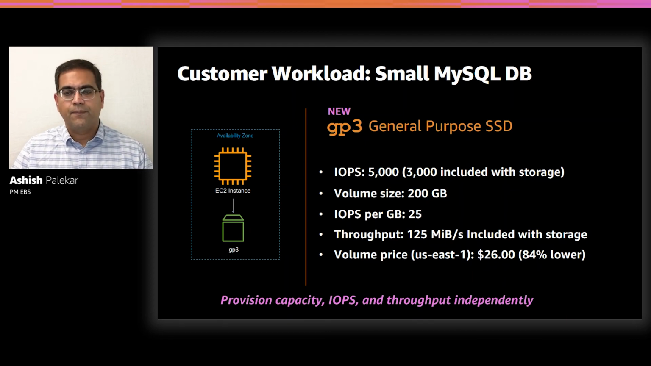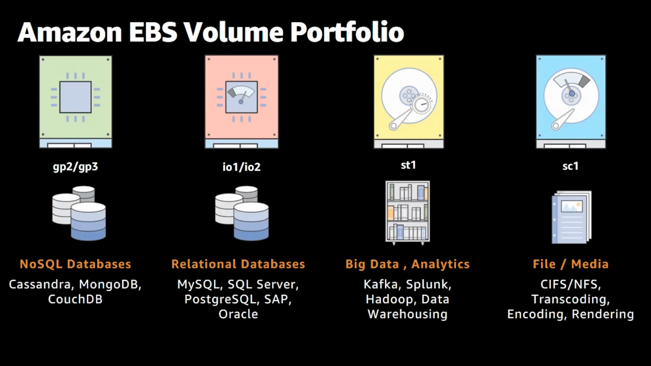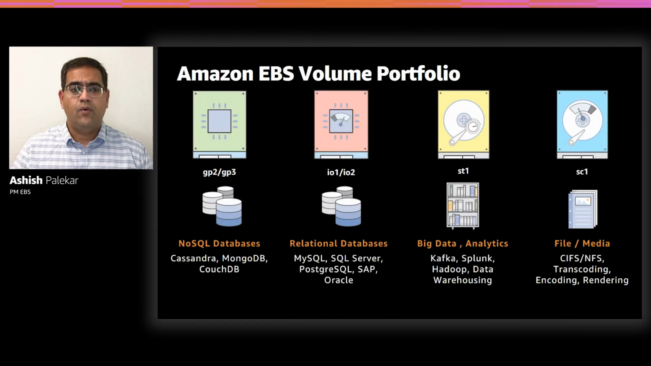By provisioning capacity, IOPS, and throughput independently, we are able to give you a lower price point. And that is how across the portfolio, with GP3, with IO2 and IO2 Block Express, with SD1 and SC1, we are giving you a way to reduce the TCO for your workloads.